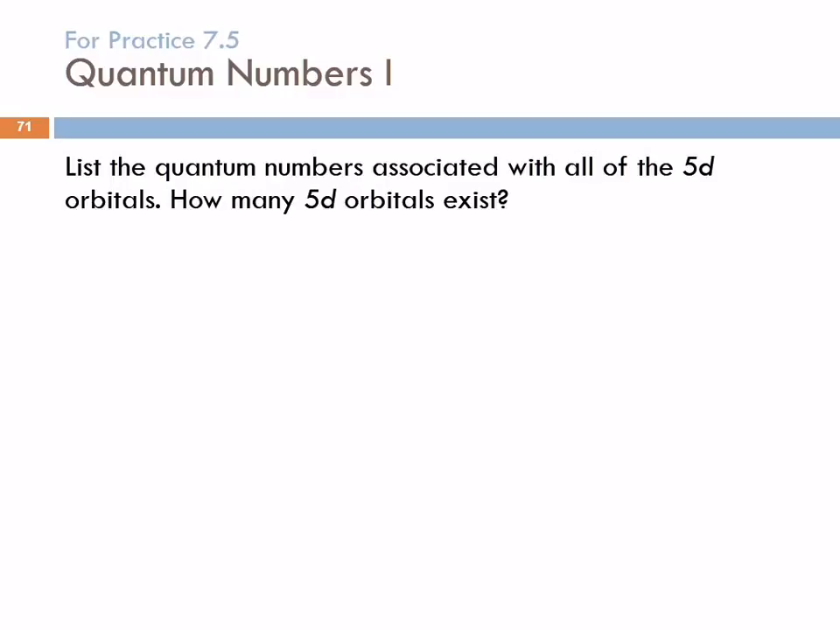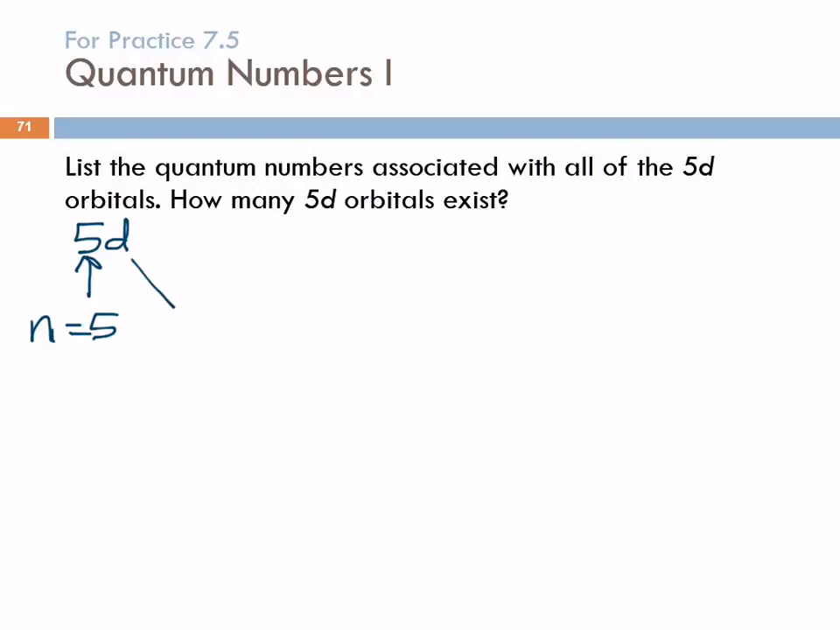Not one. Okay, 5D. What does this 5 tell us? That's n. n equals 5. That's the principal quantum number, 5, which tells us the number of sublevels is 5. So there'd be S, P, D, F, and I think the next one would be G. But this is wanting to know the quantum numbers associated with all the 5D orbitals.